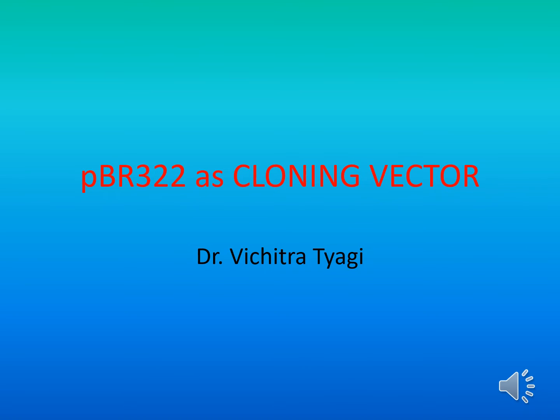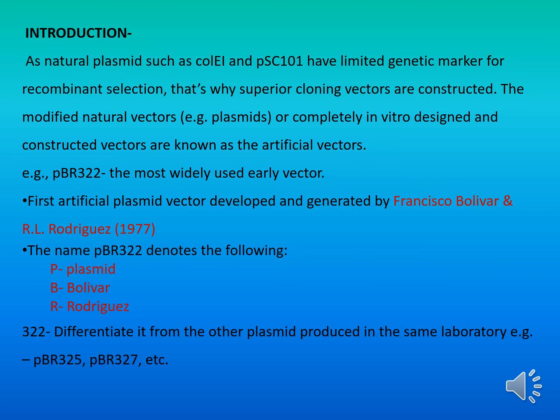Today we will discuss pBR322 as a cloning vector. Let's talk about what pBR322 is. pBR322 is a plasmid vector which was constructed in the lab by two scientists, Francisco Bolivar and R.L. Rodriguez, in the year 1977. Now what is the meaning of this word pBR322?